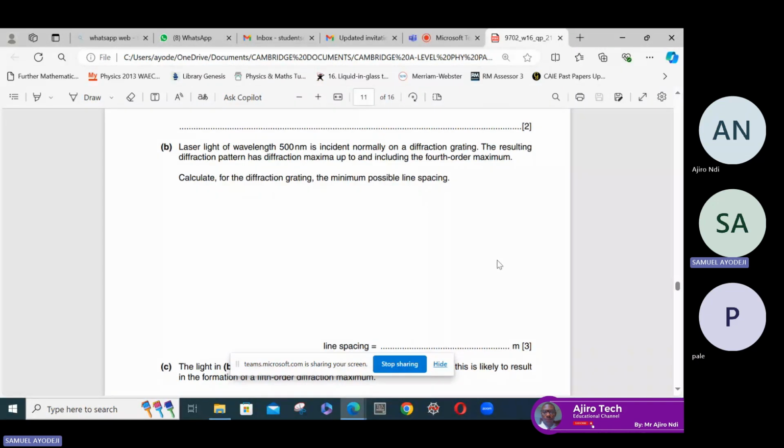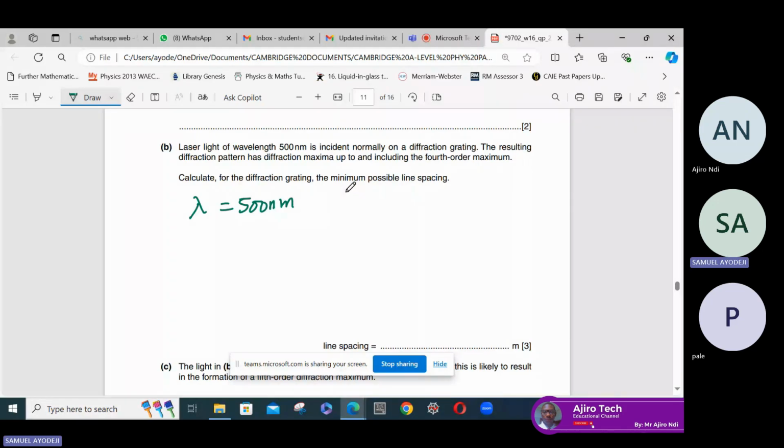Calculate the difference. So you have a light with a wavelength of 500 nanometer. Is it incident normally? If it is normal, the angle is 90 degrees. Now you are not given the angle. If you are not given the angle, that's the maximum angle. You cannot get beyond that.